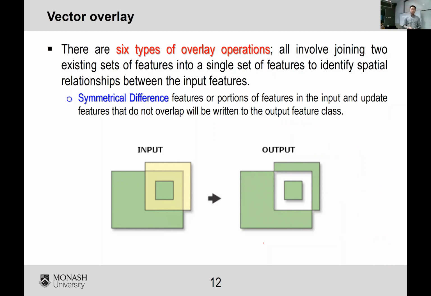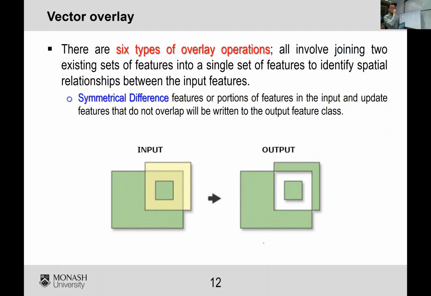So this one is called symmetrical difference. This is basically the exclusive OR operation. So A or B, but not A and B. Basically it will subtract the overlapping area from these two inputs.